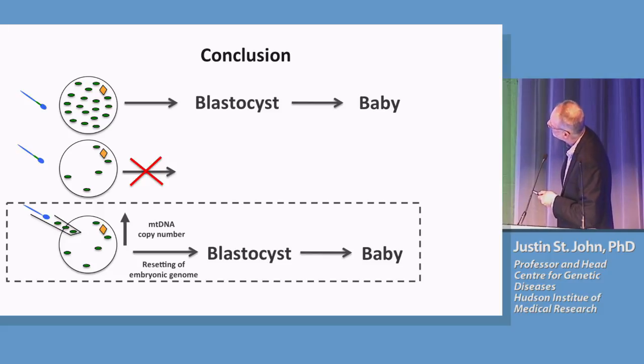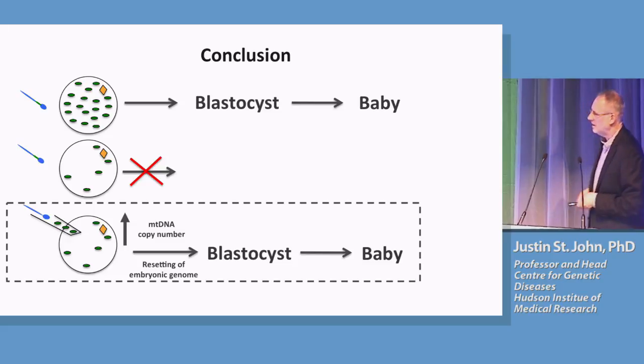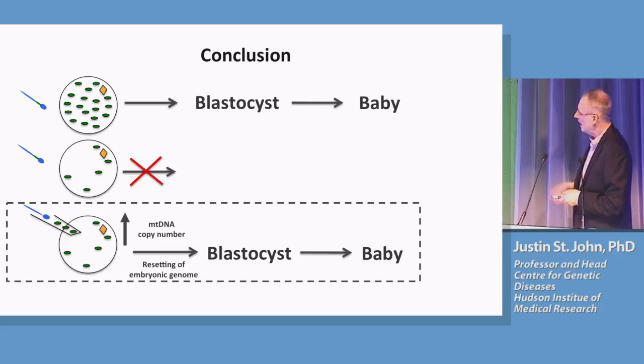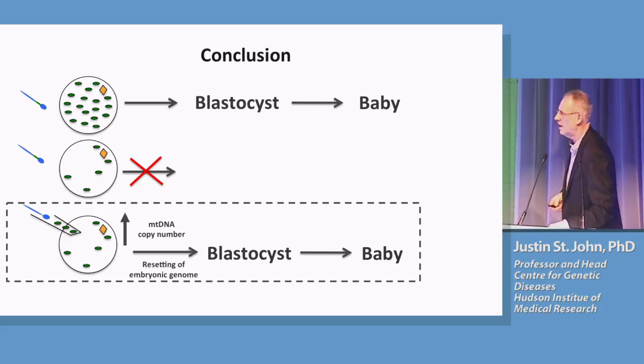But if you take these BCB negative eggs, or those which are deficient of mitochondrial DNA, and you supplement them with an autologous population of mitochondrial DNA, you initiate a mitochondrial DNA replication event which significantly increases mitochondrial DNA copy number. You appear to be resetting the embryonic genome, which should produce healthier and more viable blastocysts, and hopefully with a greater chance of a take-home baby. And I'm sure Bob Casper will go into a lot more detail about this later on during his talk.